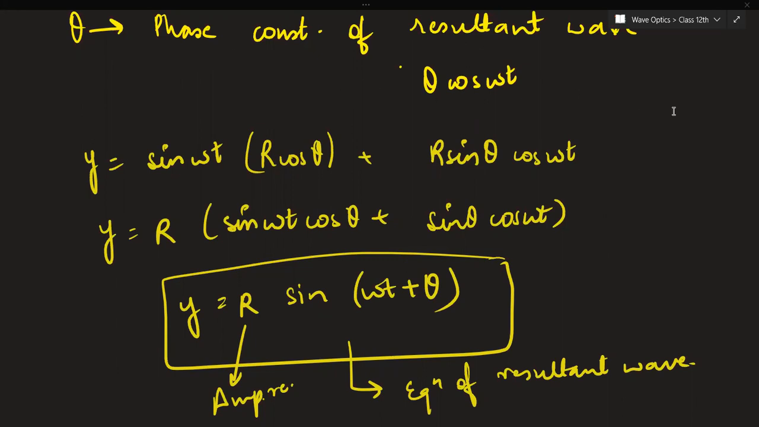Now see class, this is the complete equation of the resultant wave. How do we find out this R? I have given you two equations. How do you write R? Do you simply just add A plus B? If A is the amplitude of the first wave and B is the amplitude of the second wave, do you just add it? No.